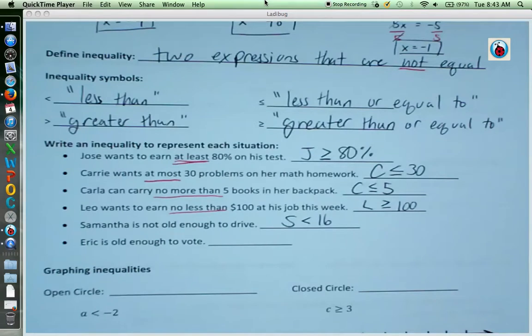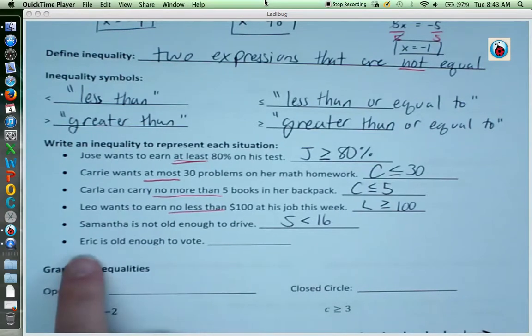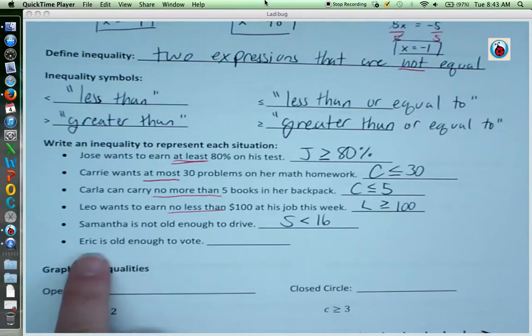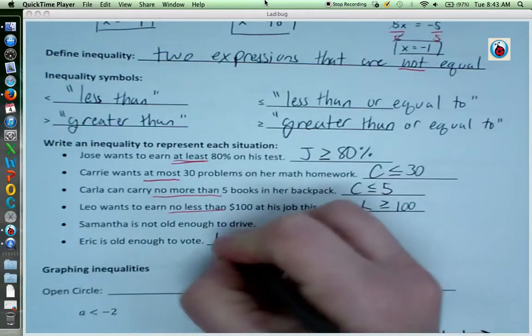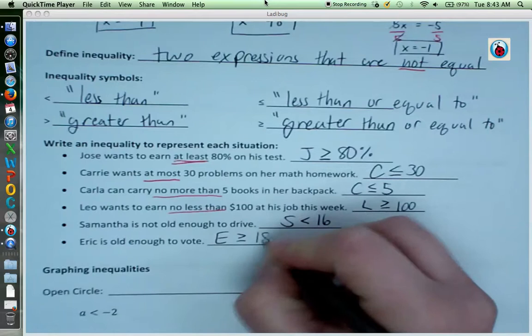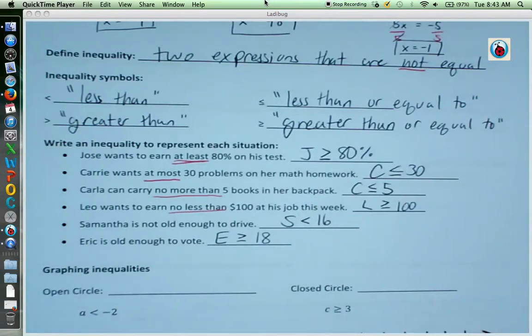Voting age in the United States is 18 years old. So that tells me, I don't know how old Eric is. Maybe he's exactly 18. Maybe he's 25. Maybe he's 72. All I know is he's old enough to vote. So in order to represent all those possible ages, I'm going to say that Eric is greater than or maybe equal to 18. He could be 18, he could be older. He's definitely not 17. He's definitely not 16. He's definitely not 2. He's got to be 18 or older to vote.